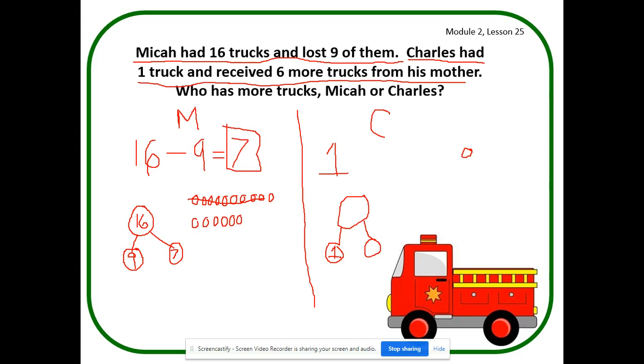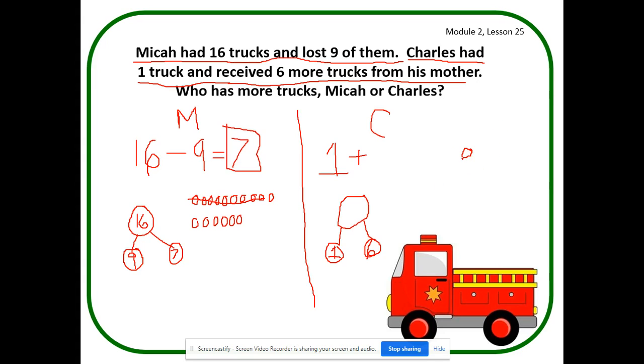Now, we're going to continue, and it says that he received 6 more trucks. So since he received 6 more, are we going to add or subtract? Get ready. Yes, we are going to add. So that means we're going to put a plus. And is 6 a whole number or a part? Get ready. Yes, it's a part.